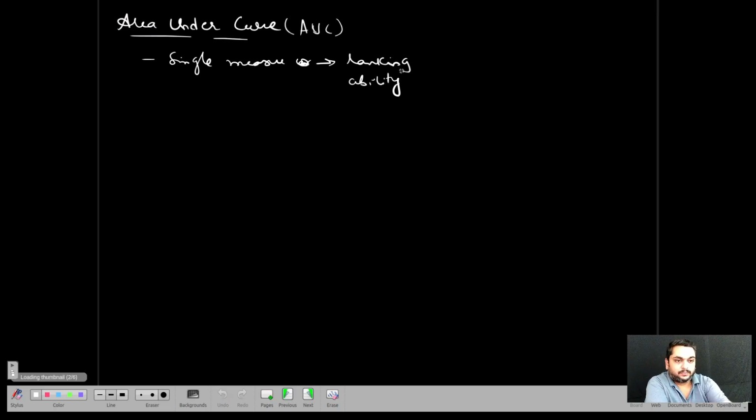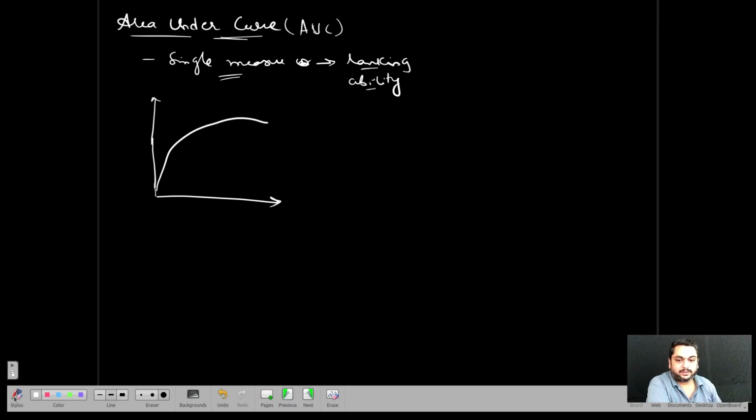Now this ranking ability is whatever is assigned by the model. If you calculate the area under this ROC curve, I will get the AUC, the area under the curve, which gives a single value that quantifies how good the model is. Whatever area I get under this ROC curve is nothing but the AUC, a single value which gives us the ranking ability, that is, the classifying ability.